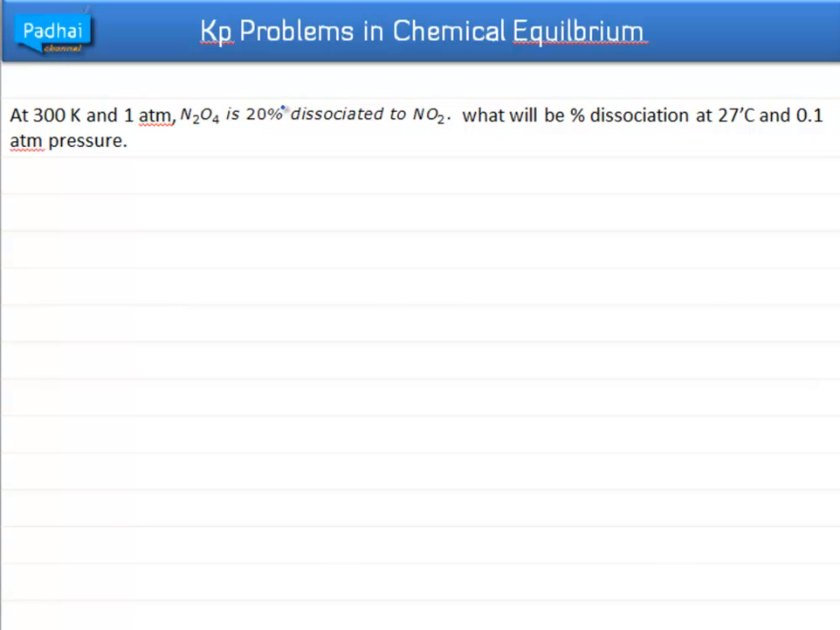Now, continuing to the next topic, that is Kp problems in chemical equilibrium. So we'll understand the Kp, that is the constant for pressure, using this problem. The problem is: at 300 Kelvin and 1 atm, N2O4 is dissociated into NO2. What will be the percentage dissociation at 27 degrees centigrade and 0.1 atm pressure?